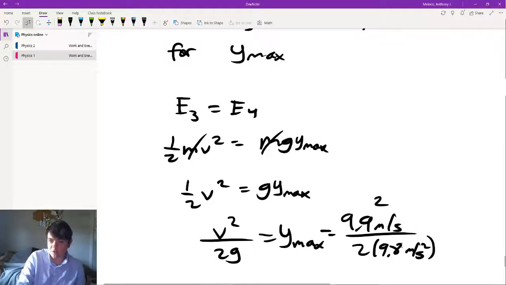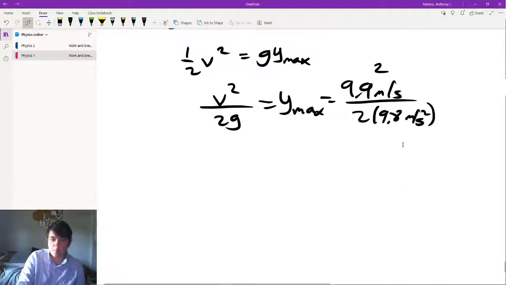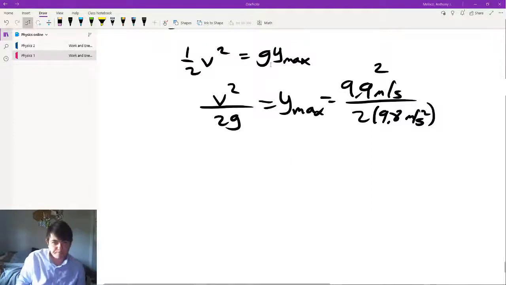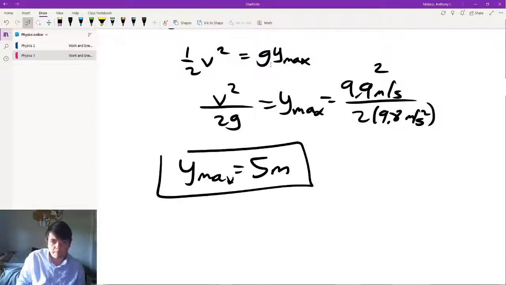One of the meters will cancel, and then the second squared will cancel with that second squared, and so you're left with units of meters. And this gives you 5 meters. Okay, great.